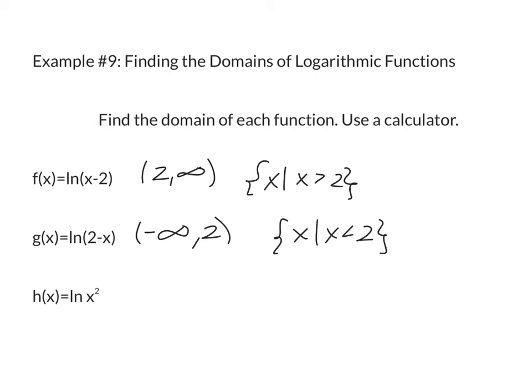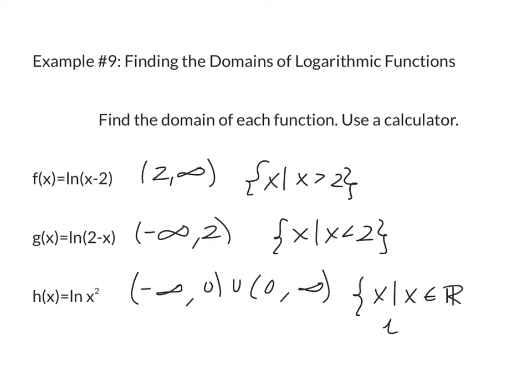And the last one, h of x equals the natural log of x squared. In this case, it's going to be all real numbers except 0. So in interval notation, I would say from negative infinity to 0, and then 0 to positive infinity. In set notation, I would simply say x such that x is all real numbers except x equal to 0.